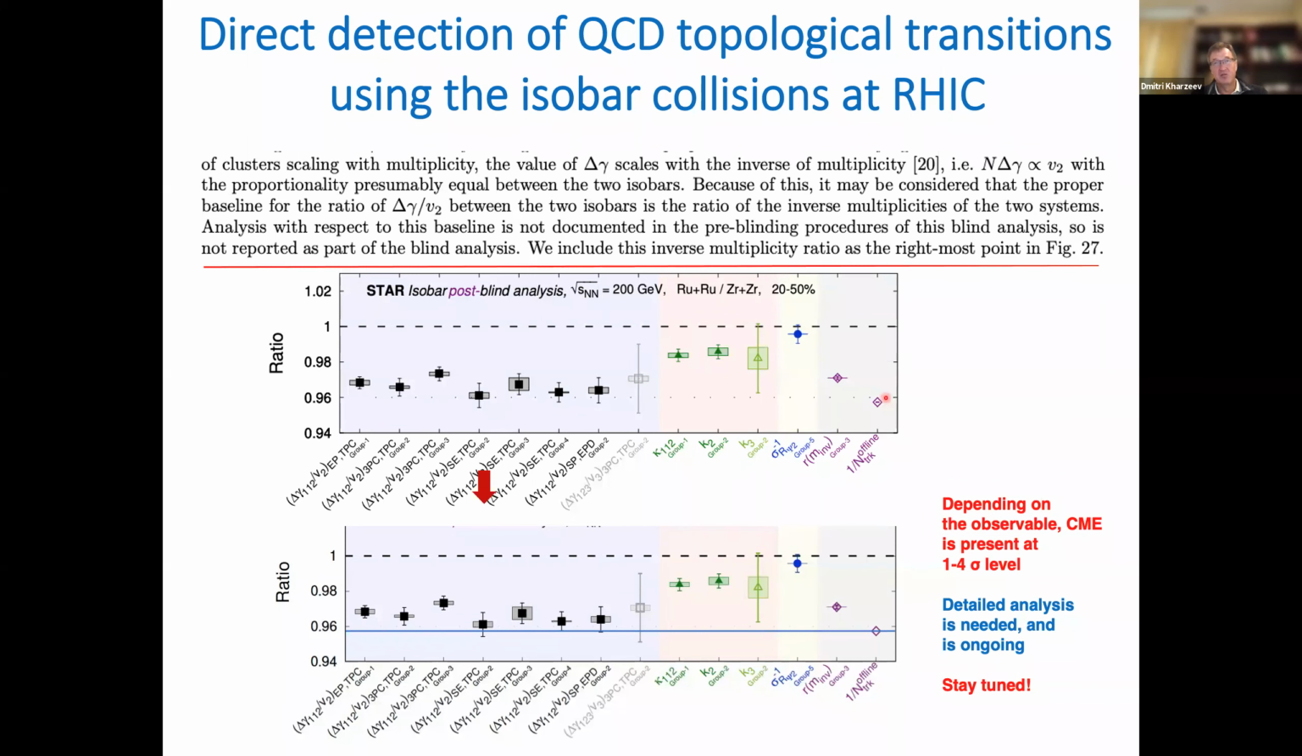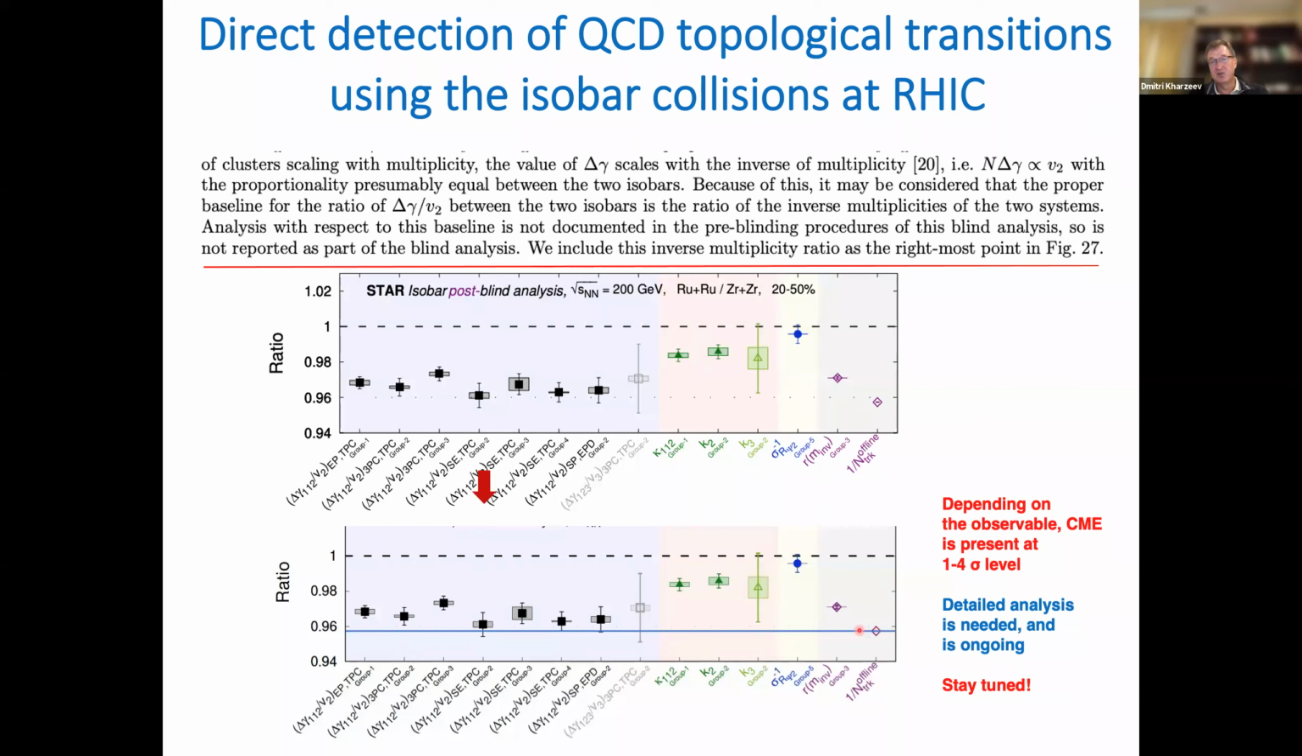I mean, you may argue that maybe this is not the exact baseline, and maybe one has to correct for some other small effects, but they are small effects. So the main difference is really this inverse multiplicity scaling. And now, of course, since they put this ratio right here, it's clear that this is the appropriate baseline, at least in a very good approximation.